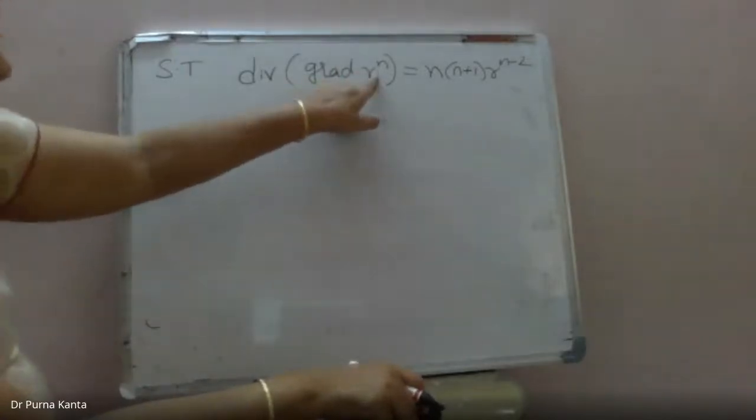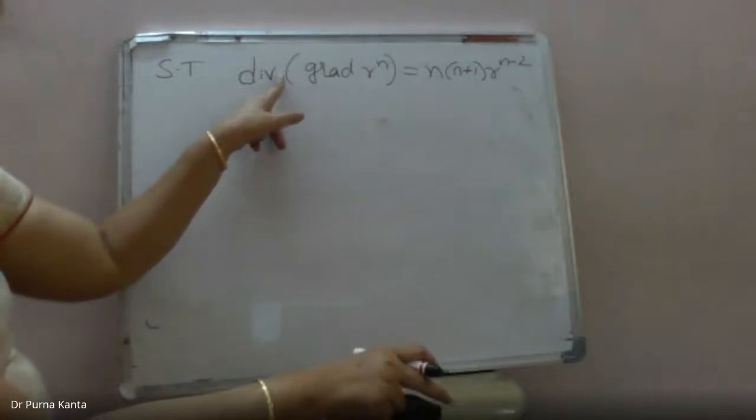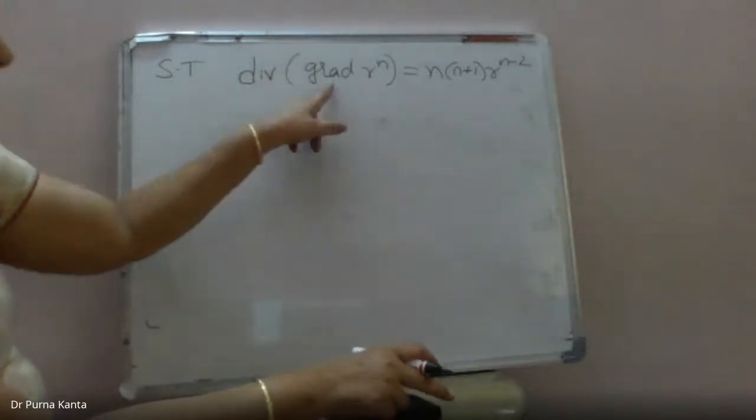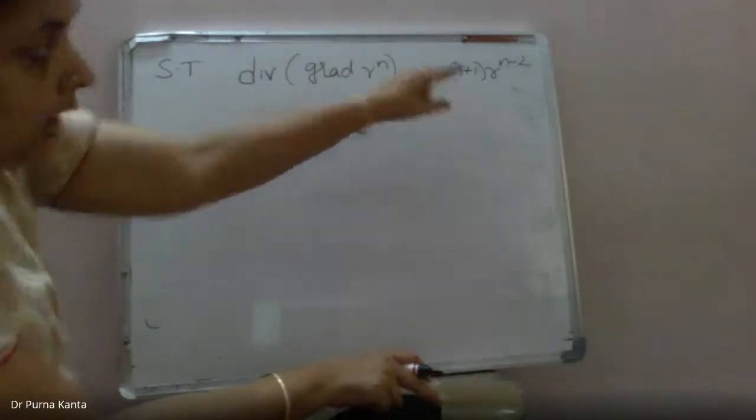Del applied on a scalar function, what do we get? A vector function. Del applied as divergence, a dot product, is del dot product on a vector function, and we should get a scalar. That is what we have to prove here. So how do we prove it?